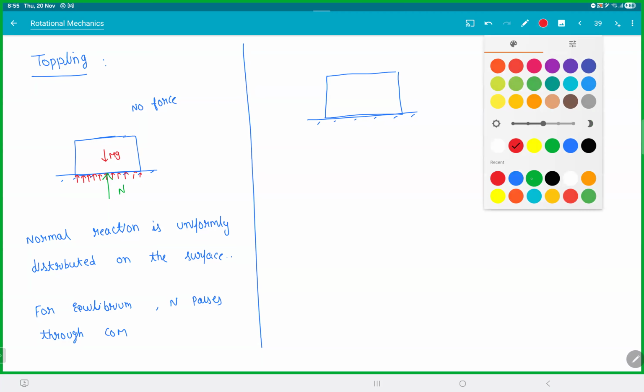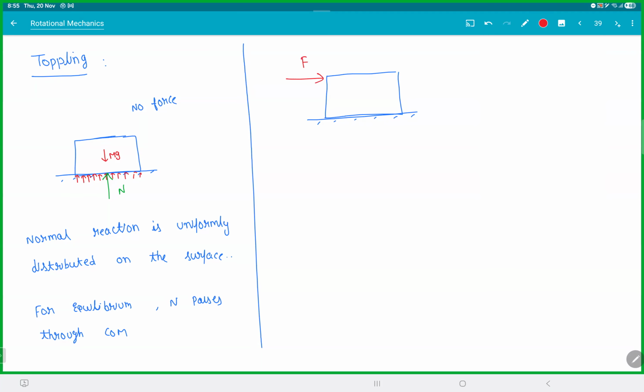So let's say you apply a force F here. Now you can clearly see there is more tendency of the body, right? So the right side of the body gets pushed more. If someone pushes you to the right, you'll start standing on your right leg and your left leg starts lifting off the ground. So the right part of the block experiences more normal reaction than the left part.